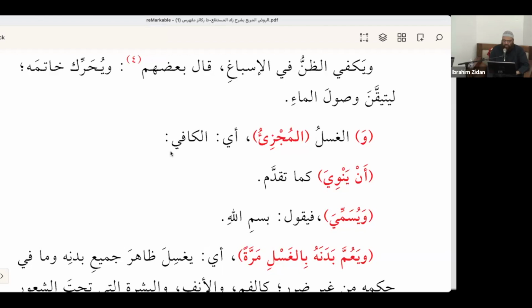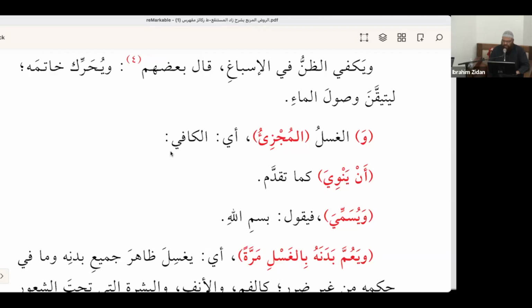He says al-mujzi. Now what's mentioned until now is al-ghusl al-kamil. This is the perfect, complete ghusl. Al-ghusl al-mujzi. Al-mujzi is the minimum requirement. This is the sufficient ghusl. Ay al-kafi. If he does this, the ghusl is valid for him to make salah. He has lifted the hadath from himself. How is it to be done?